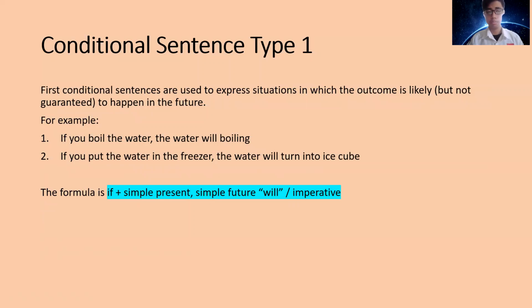Conditional sentence type 1. First conditional sentences are used to express situations in which the outcome is likely but not guaranteed to happen in the future. So, for example, first, if you boil the water, it will boil. And the second is if you put the water in the freezer, the water will turn into ice cubes. So the formula is if plus simple present, comma, simple future, we use will in here, or imperative.